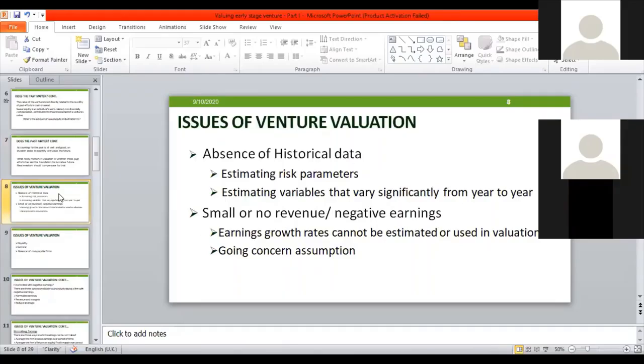Right. So what are the issues of venture valuation? The specific issues of valuation, especially in the context of ventures.